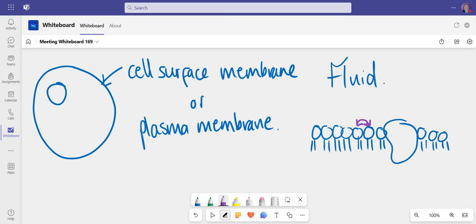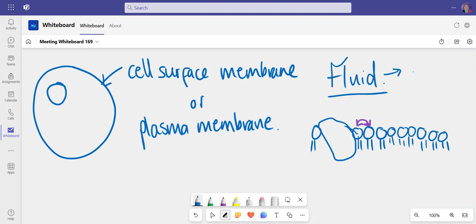Now, actually, some of the proteins can move as well. So it might be that at one time you take a photo, that protein might be over there, and another time you take a photo, that protein might be over here. Okay, so the different parts in the phospholipid layer can move. All right, the phospholipids can move relative to one another, and the proteins, some of them can move, some of them are actually fixed.